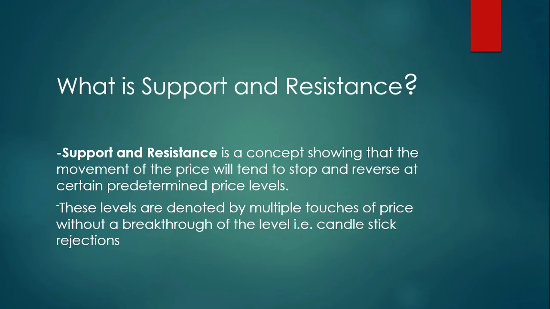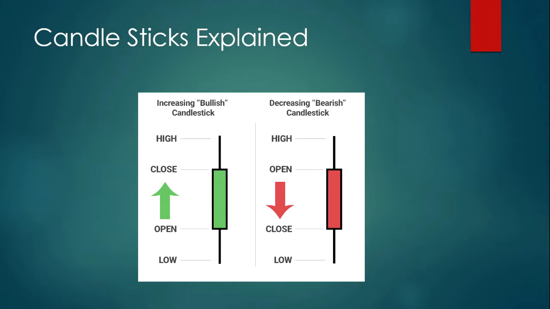So what is support and resistance? Support and resistance is a concept showing that the movement of the price will tend to stop and reverse at certain predetermined price levels, okay? These levels are denoted by multiple touches of price without a breakthrough of the level. So basically they're candlestick rejections. I'm going to get into what they are in a second. If this is going a little bit over your head, just wait a few minutes and it's all going to make sense, I promise. First I need to show you how you read candlesticks.